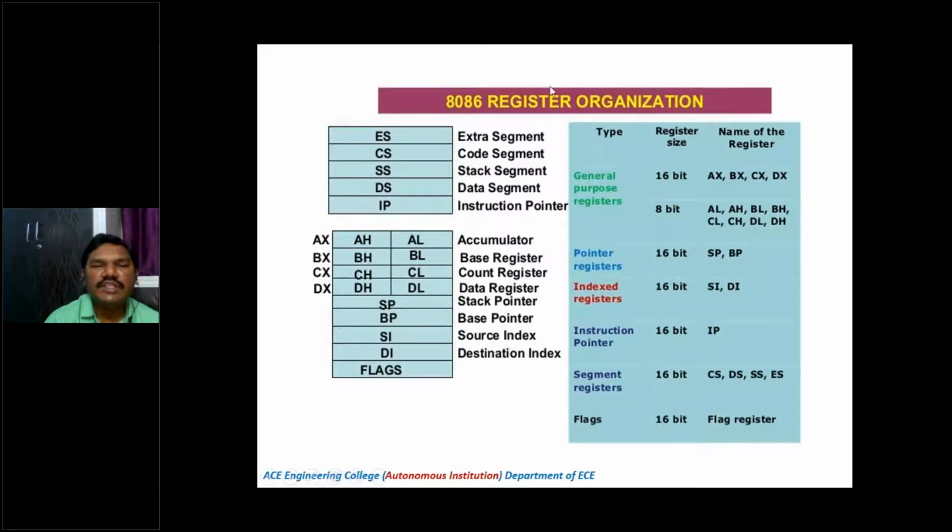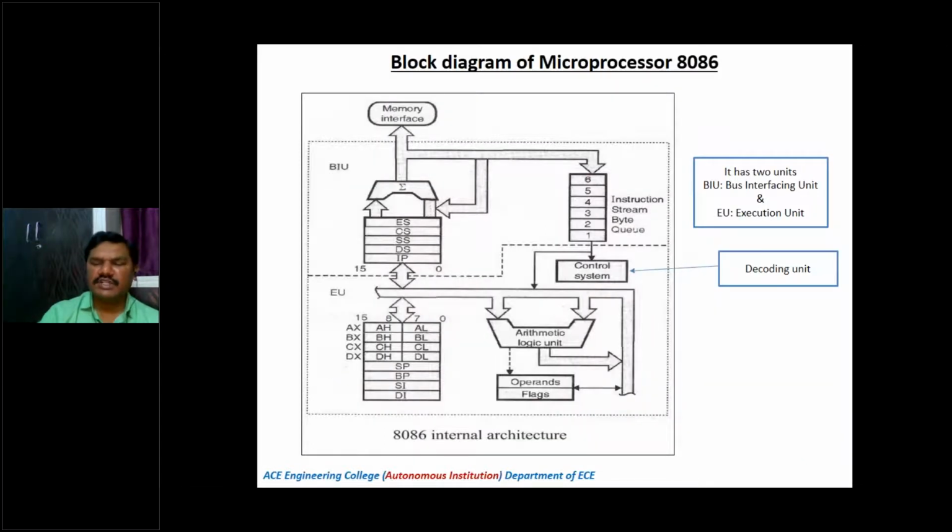See here, this is the 8086, unit 1, register organization. Here we have AX, BX, CX and DX, the 4 registers called general purpose registers. SP and BP are called pointer registers, SI and DI are called index registers, IP is called the instruction pointer, CS, DS, SS and ES are called segment registers, and we have the flag register. In the same way, in the 8051 also we have different registers.